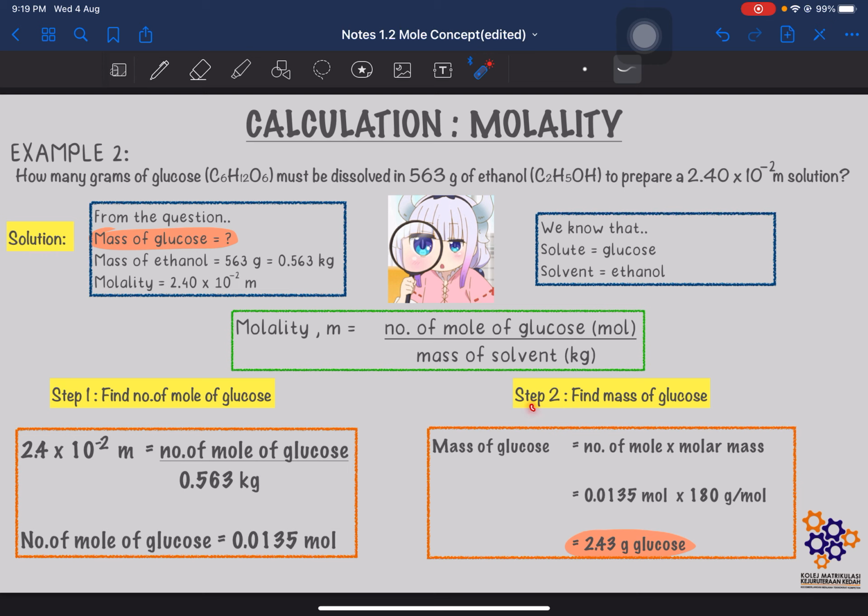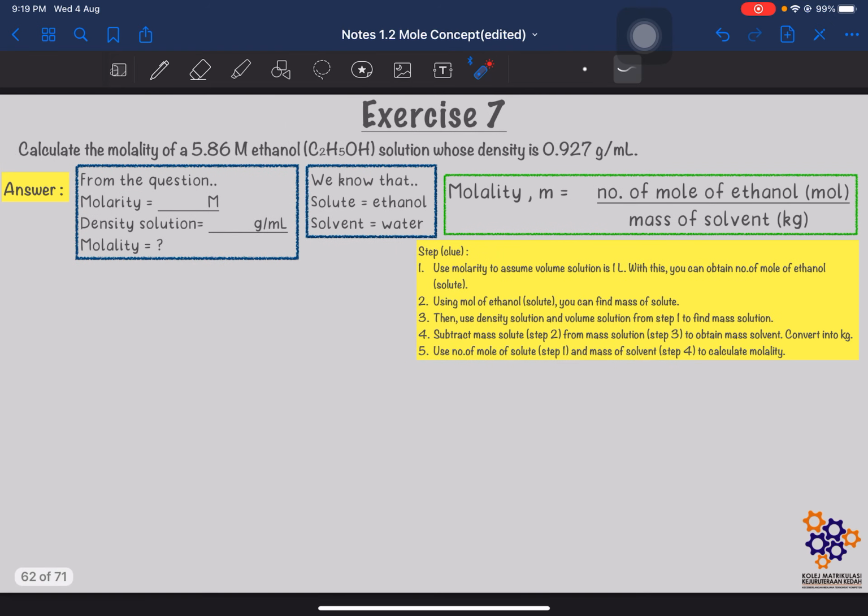And then, second step, we use the number of moles of glucose that we found in step 1 to find the mass of glucose. The mass of glucose is the number of moles of glucose times the molar mass. So 0.0135 mole times 180 gram per mole, and you will get the mass of glucose as 2.43 gram. So this is how you get the answer for example number 2. Okay? Alright. Now we go into the exercise question.